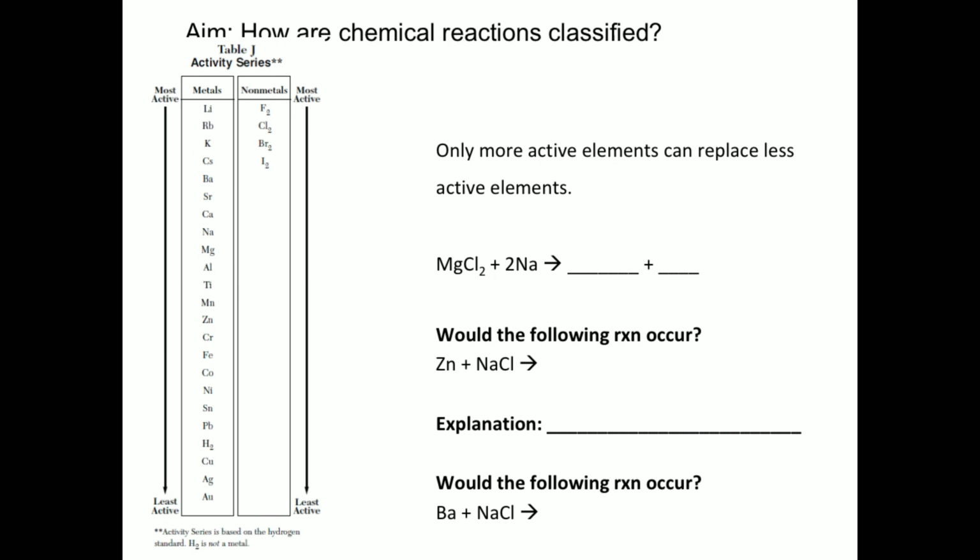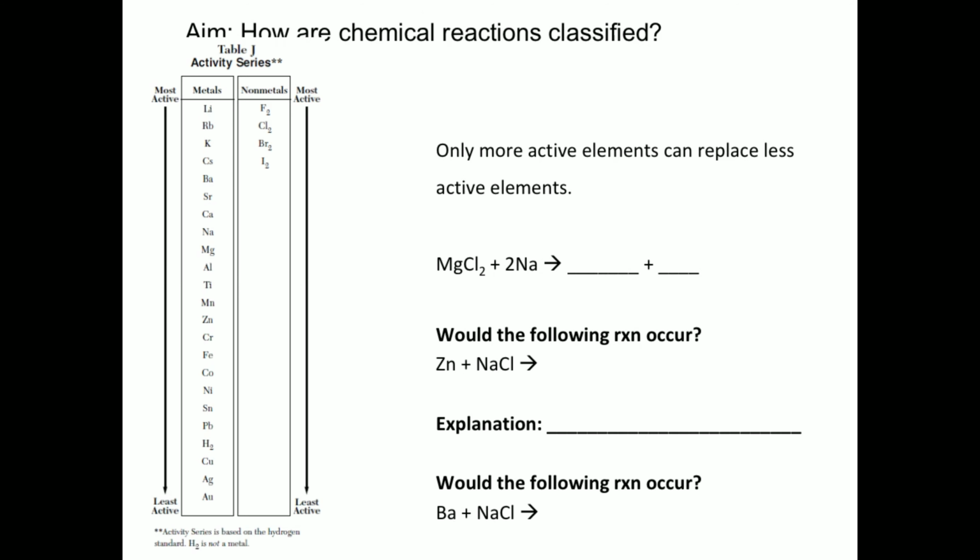Just because you mix two substances together doesn't mean you always get a chemical reaction. A lot of times in everyday life we mix things together and no reaction occurs. For example, if you drop a nickel coin into water, nothing's going to happen. So Table J can help us find out more about when a single replacement reaction will occur. Table J lists the activity of both metals and nonmetals. Only more active metals can replace less active elements in single replacement reactions.